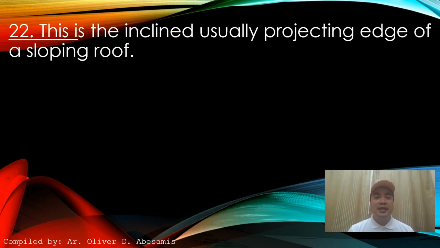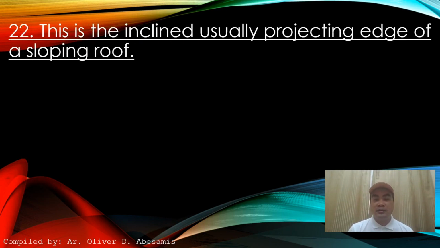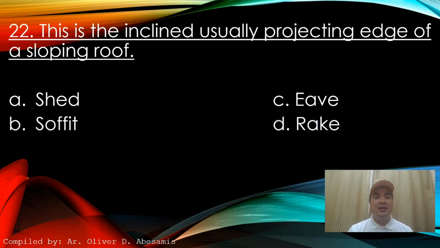Next, this is the inclined, usually projecting edge of a sloping roof. A. Shed. B. Soffit. C. Eave. And D. Rake. Answer? D. Rake.